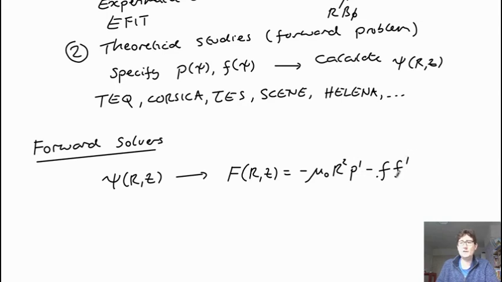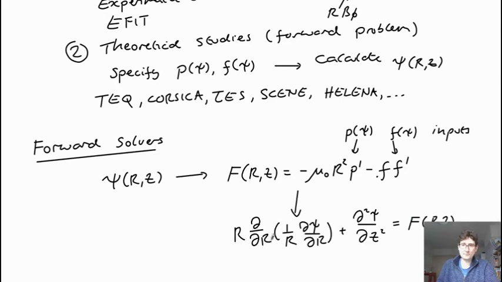F prime just means dF by d psi. And so these are functions of psi, and so these are specified. And these are some inputs. So initially you guess what this looks like. This allows you to calculate this f, and then from there you can solve the left-hand side of the Grad-Shafranov equation.